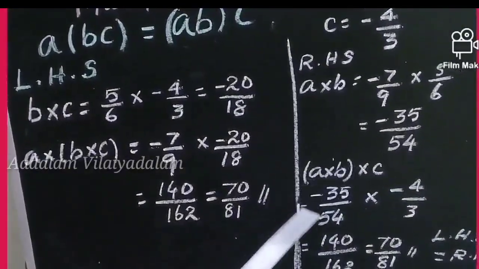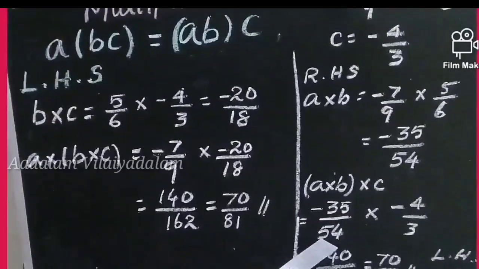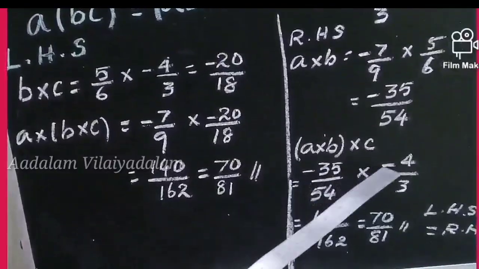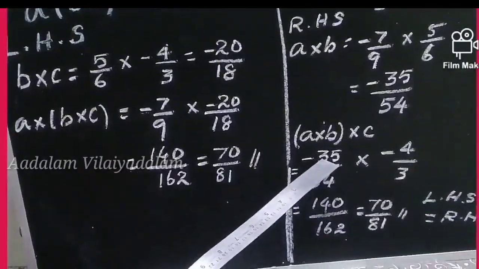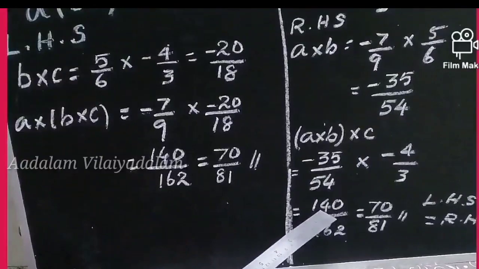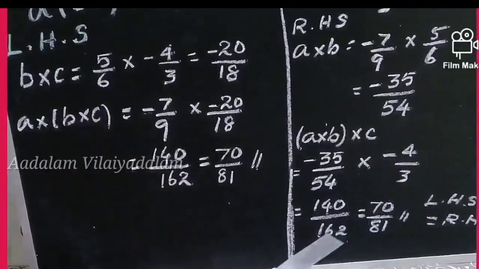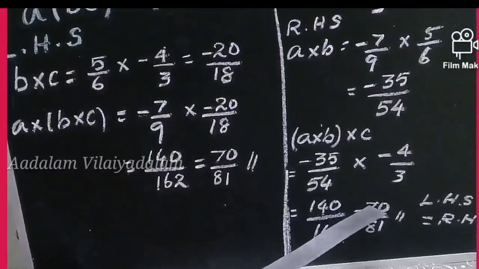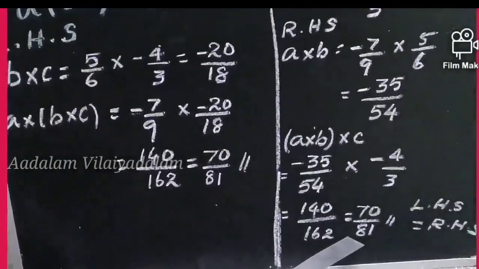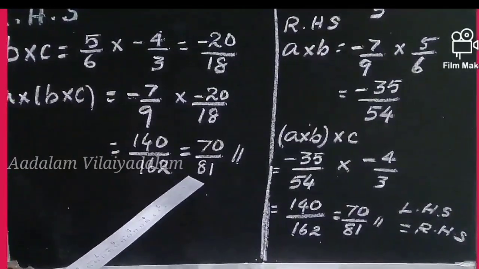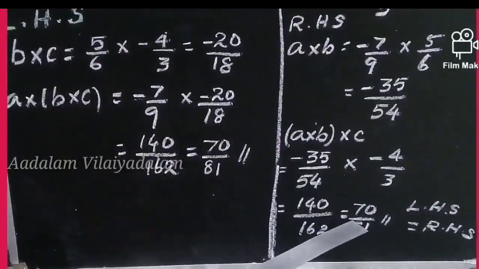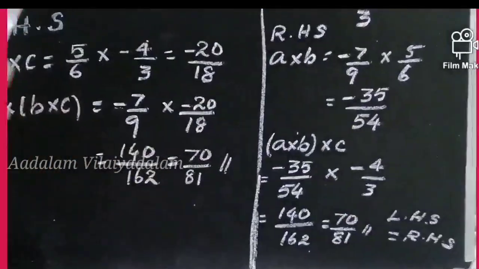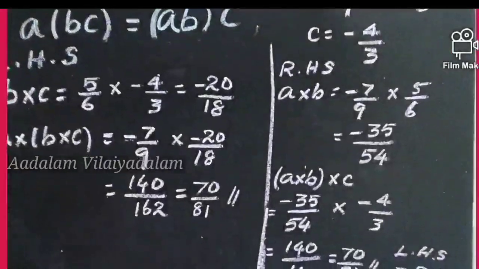A into B into C. So A into B value is minus 35 divided by 54 into C value is minus 4 by 3. So minus into minus plus 35 into 4, the answer is 140. 54 into 3, 162. Here also cancellation possible. 2 table 70 times, 81 times. Therefore LHS value is 70 divided by 81. RHS value also 70 divided by 81. LHS equal to RHS. Associate property for multiplication is verified.